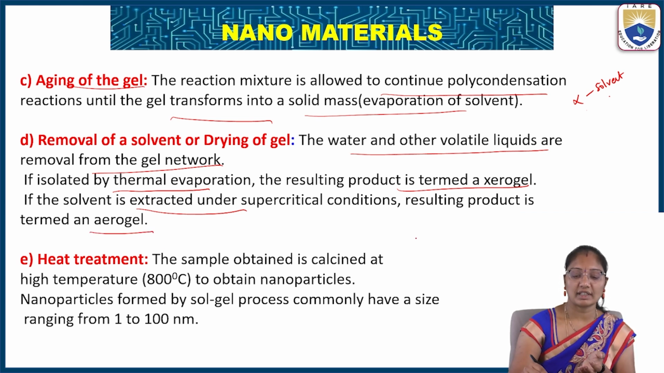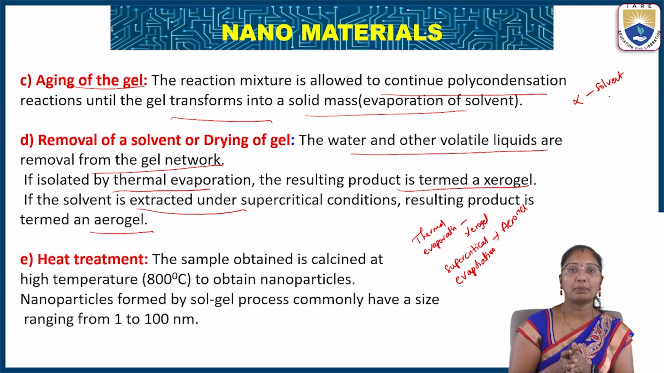So if it is thermal evaporation, then it is called xerogel. If it is supercritical evaporation, then it is called aerogel. So it depends upon the process we used for evaporation. This is xerogel and aerogel.